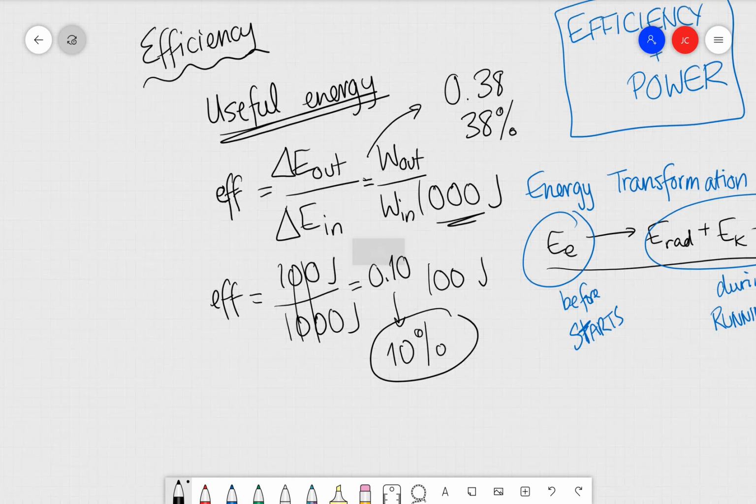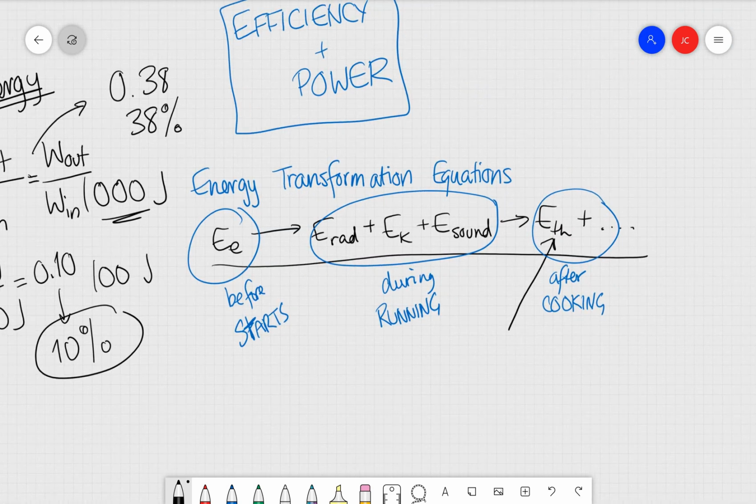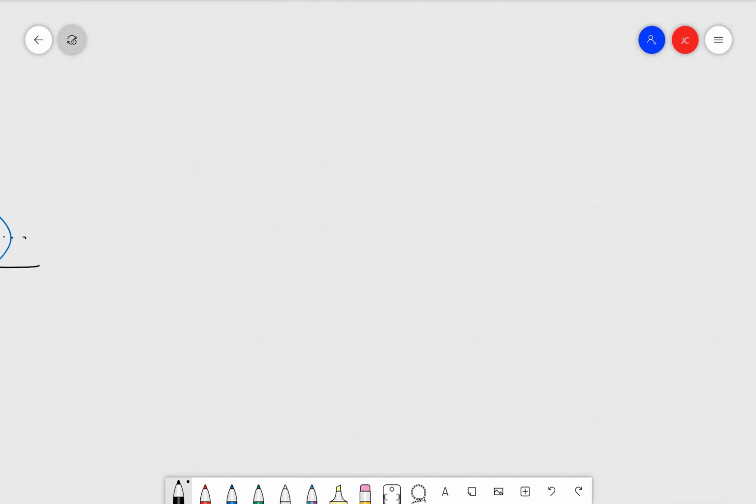Efficiency is a very useful concept in a lot of things, and in questions where you might be given an input energy and an output energy, or an input work or an output work, or as we're going to see in a second, an input power and an output power, you can use this efficiency in a lot of ways. Knowing that ratio is often helpful. So that's efficiency, and we're going to counter efficiency with a discussion about this other important concept, that of power.